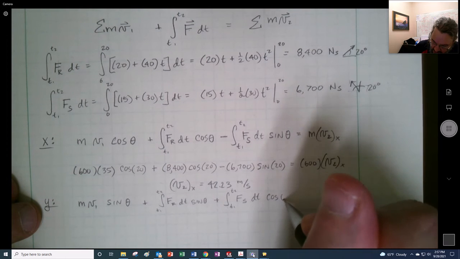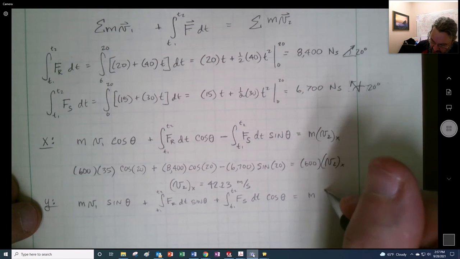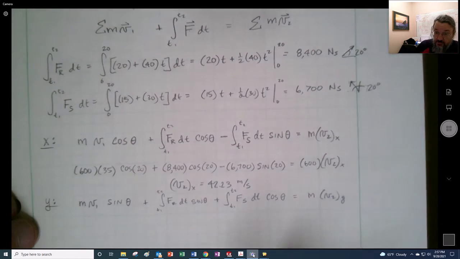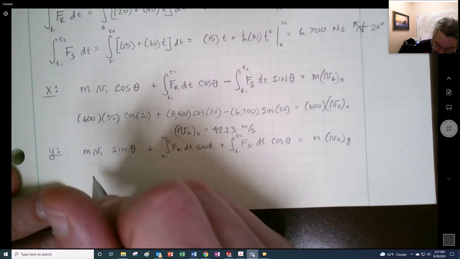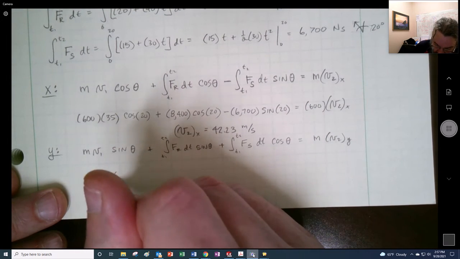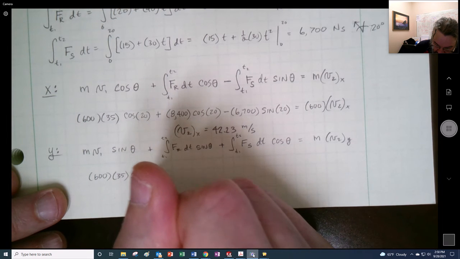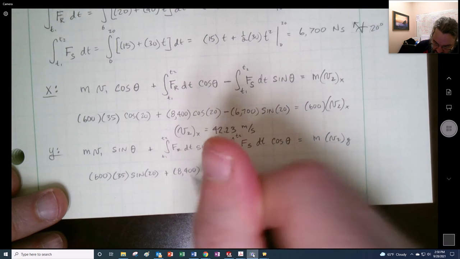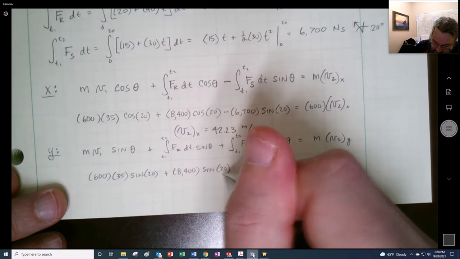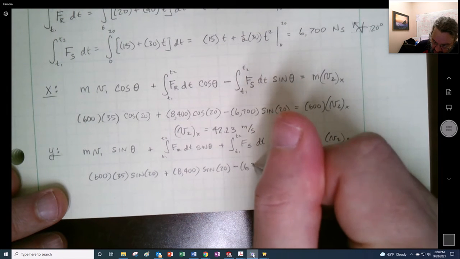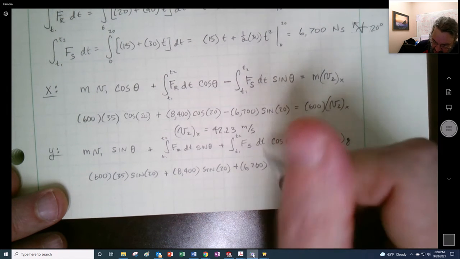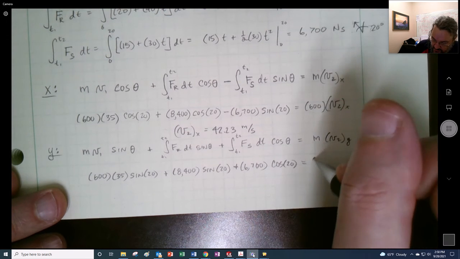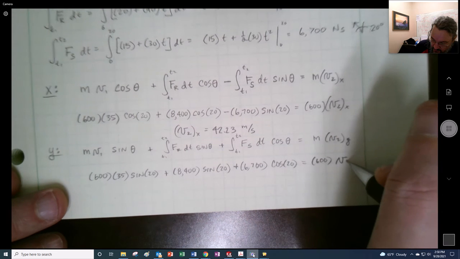And now we go cosine of theta equals mass times v2 in the y direction. It's supposed to be a y, it looks like a j or something. So we'll stick some values in here. 600 times 35 times the sine of 20 plus 8,400 times the sine of 20 minus 6,700 cosine of 20 equals 600 times v2y.